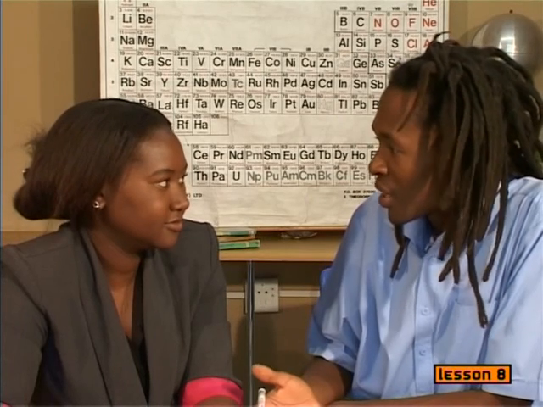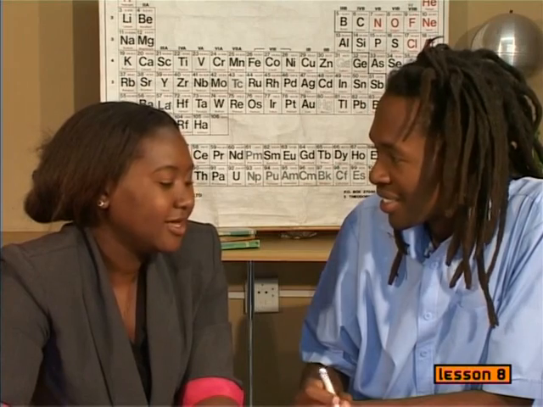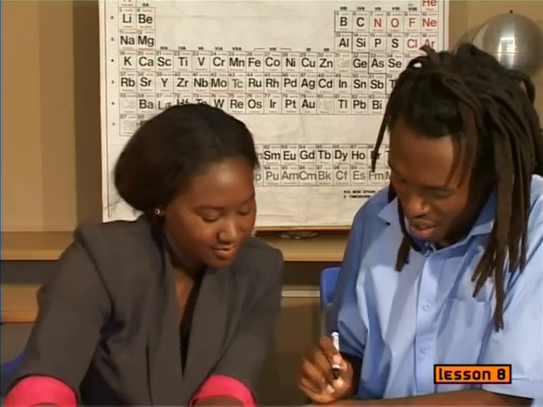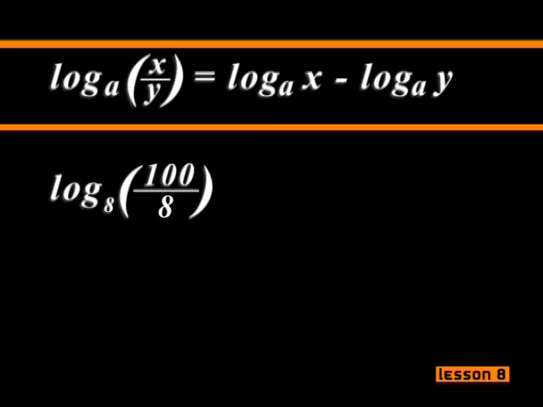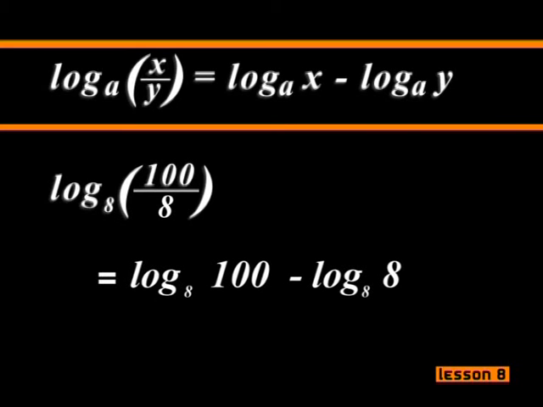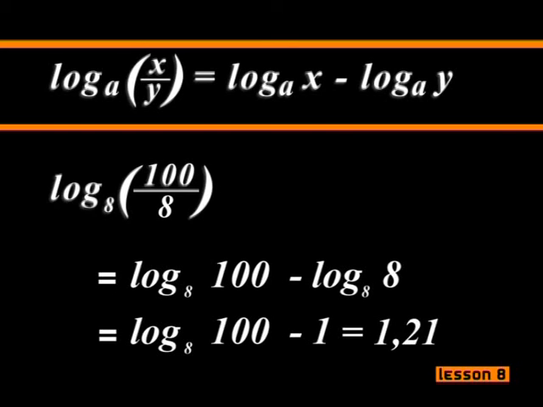Hey, this isn't as hard as I thought it would be. No, it isn't. Let's look at the next law. The law says that if we divide the numbers, we can subtract the logs. All right. That means that this must simplify to log base 8 of 100 minus log base 8 of 8. And this can be simplified even further using law 2. Log base 8 of 8 is then equal to 1. So we get log base 8 of 100 minus 1.